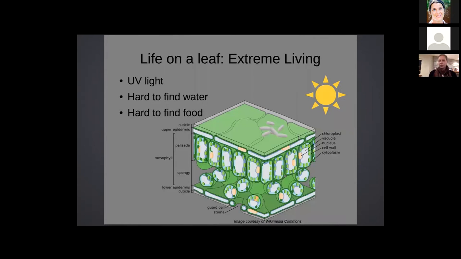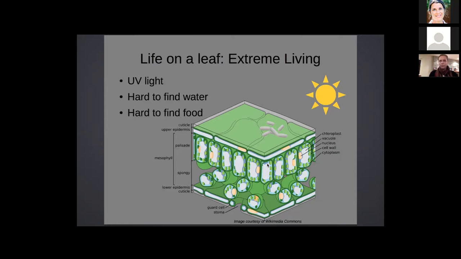So life on a leaf is actually not particularly easy. It turns out there's not a lot of food or water on a leaf, and you're also continuously being baked by the sun. The plant wants to keep all of its water and nutrients inside of it. So it has this cuticle, this waxy covering on the outside, that prevents water and nutrients from getting to the surface of the leaf where a lot of the bacteria live.